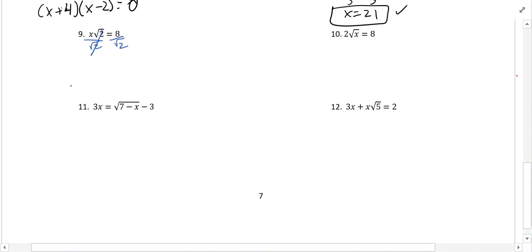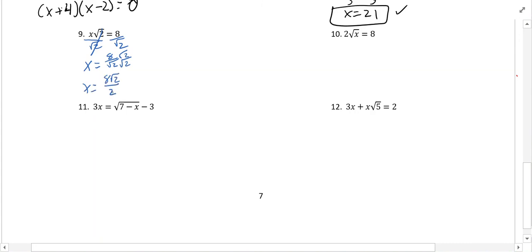Because if you do that, the radicals are going to cancel on the left, and you're left with just x. On the right, you have 8 over rad 2. But remember, we can't have a radical in the denominator. So to rationalize here, I multiply rad 2 to the top and to the bottom. So I get x equals 8 rad 2 over 2.